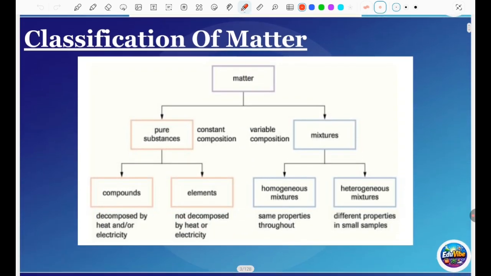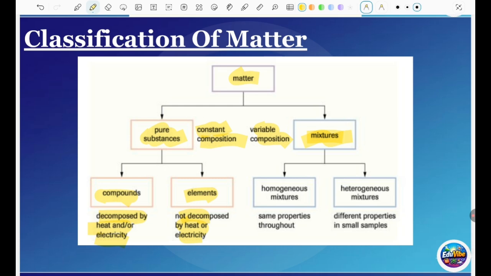You all did the classification of matter in grade 10, but we will just review this topic. Matter is divided into two parts: pure substances and mixtures. Pure substances have a constant composition; they have only the same substance throughout. Mixtures have a variable composition; there are other substances that make up the mixture. Pure substances are divided into compounds and elements. Compounds are decomposed by heat and electricity, but elements are not decomposed by heat and electricity.